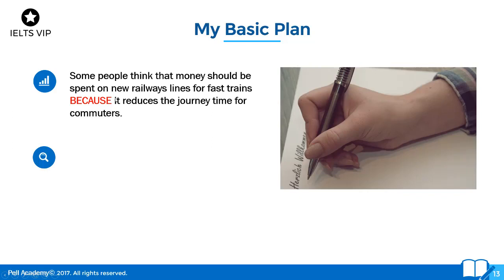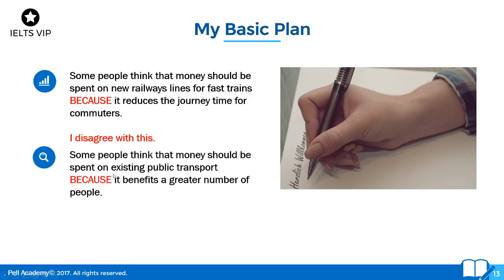This is the reason why some people think this. Okay, and I disagree with this. Some people think that money should be spent on existing public transport because, and here's the reason why they think that, it benefits a greater number of people. And I agree with this. Okay, so what I've done are the 3 things that you should do in a discussion essay.